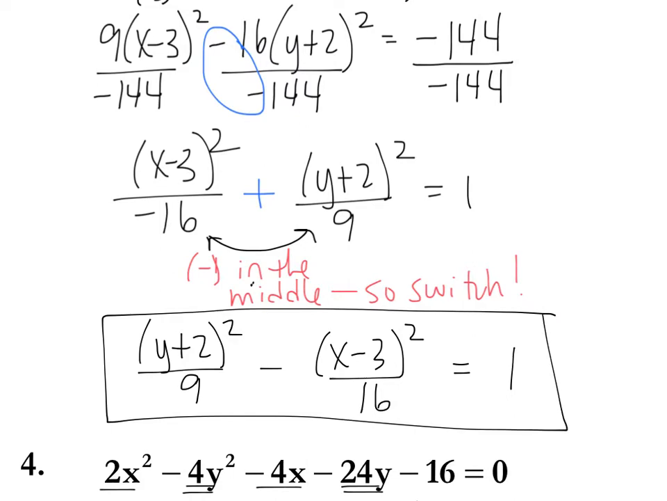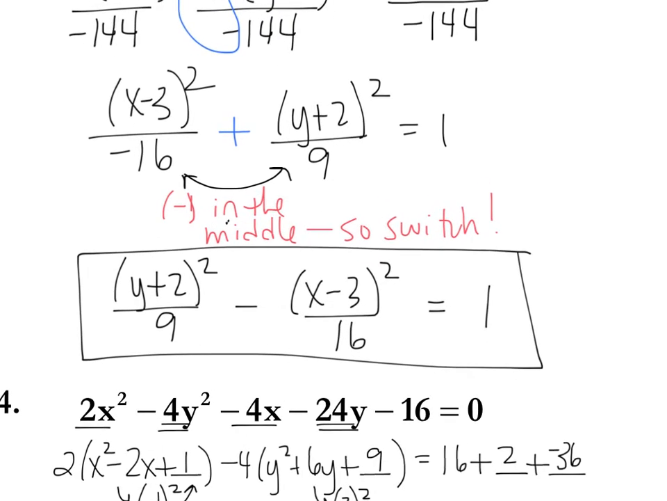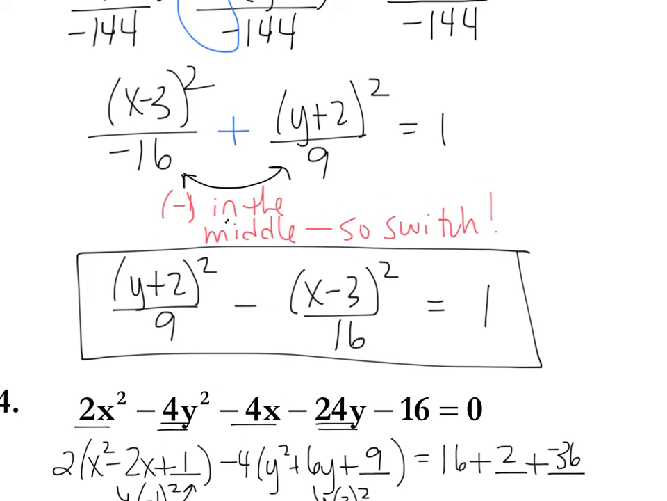Boom. Okay, so anytime you end up dividing by a negative and that makes your first fraction negative, then just switch them. Put the positive one first. So this means that our center is 3, negative 2. And this is another vertical hyperbola. So again, it just looks like this.